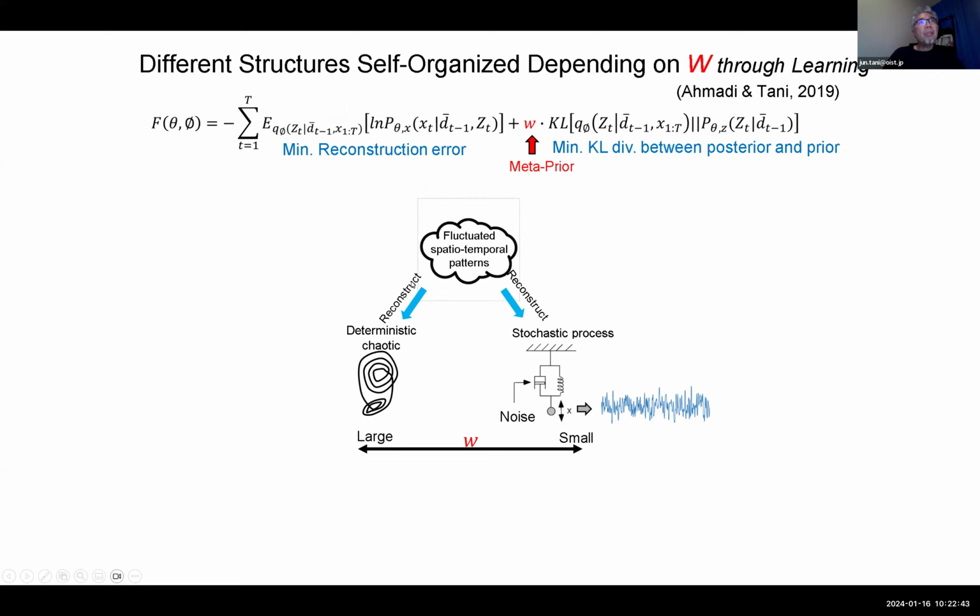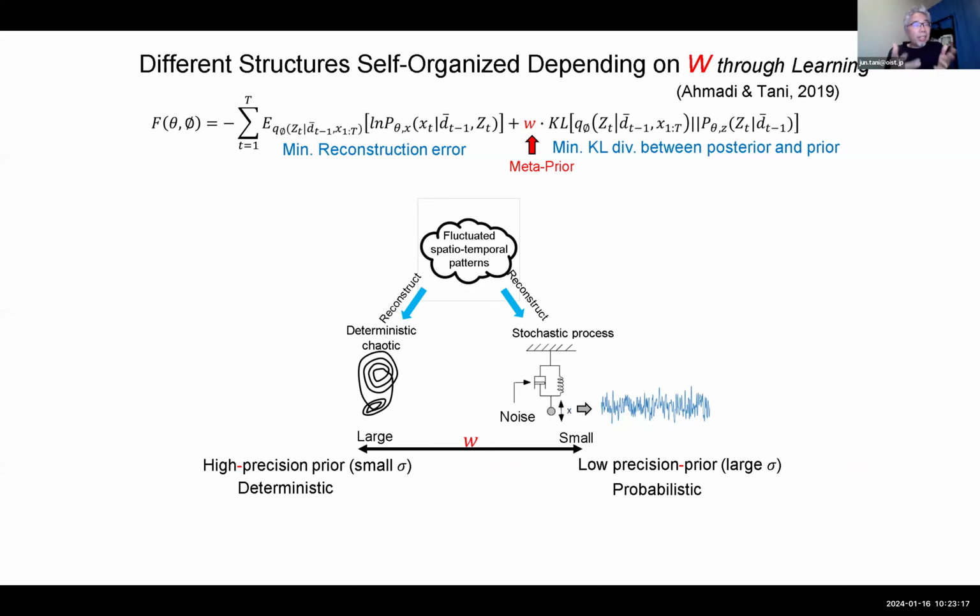So if the meta-prior W is set larger, it's going to be a high-precision prior, a small sigma is generated, and then the process is deterministic. On the other hand, if W is set smaller, it's a low-precision prior, so a large sigma, and then a probabilistic random process is generated. So that's a different way of representing this: the observed temporal pattern is represented differently depending on W.